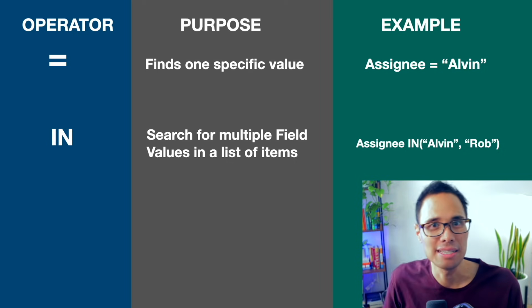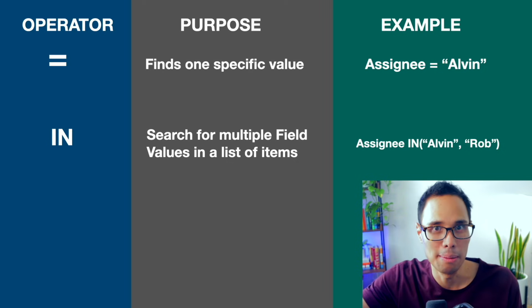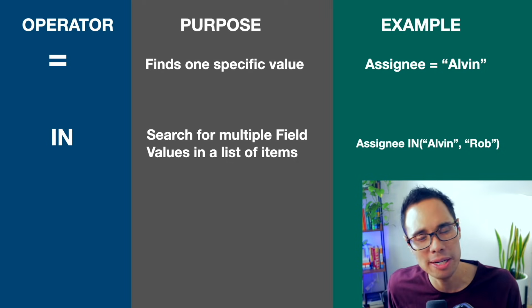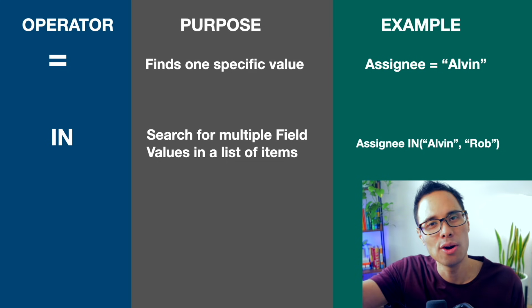The IN operator is used to search for multiple field values that are in a list of items. For example, assignee IN (Alvin, Rob). In this JQL query, Jira will list out any issue which is assigned to either Alvin or Rob.